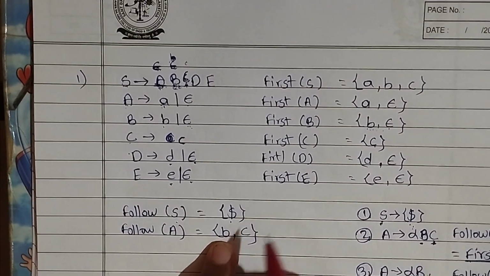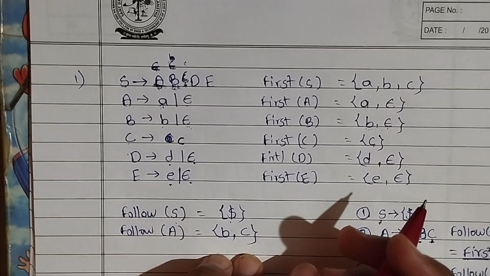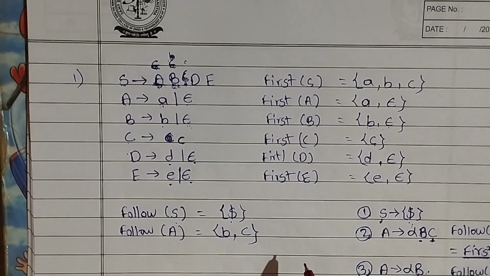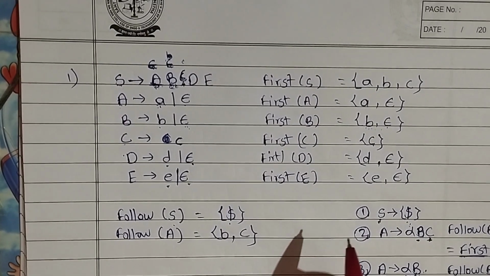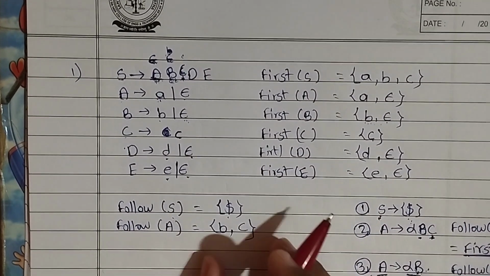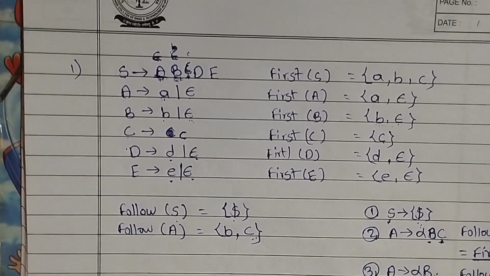So always remember, in follow we always write small letters or symbols, and capital letters are present on the left side. On the right side we always write the small letters or operators, which are nothing but the terminals, and the capital letters are the non-terminals.